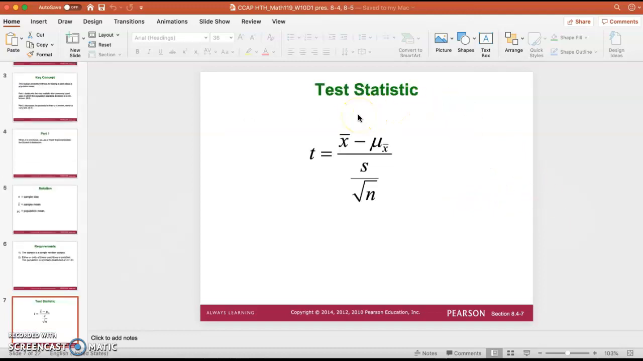Now this time to find our test statistic, it'll still be similar to where we're taking our sample mean, subtracting off that population mean, or the claimed population mean, and dividing by our standard error, which will be made up of our sample standard deviation, divided by the square root of the sample size. Notice this time the square root's only going to the sample size. It's not going to that standard deviation as well.